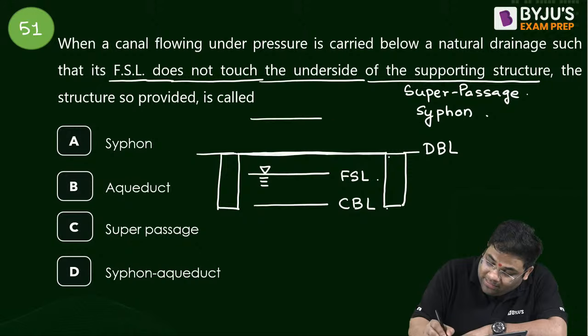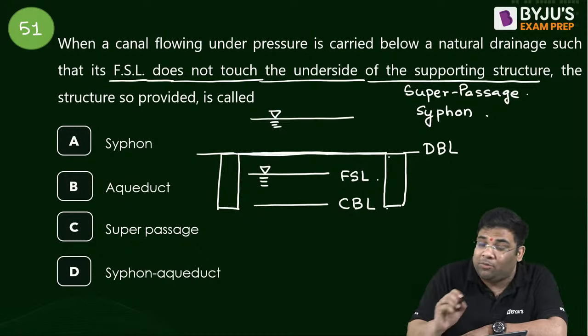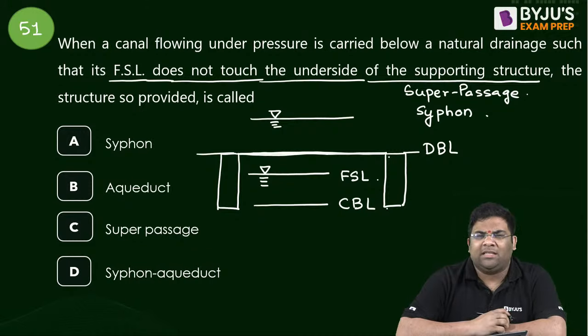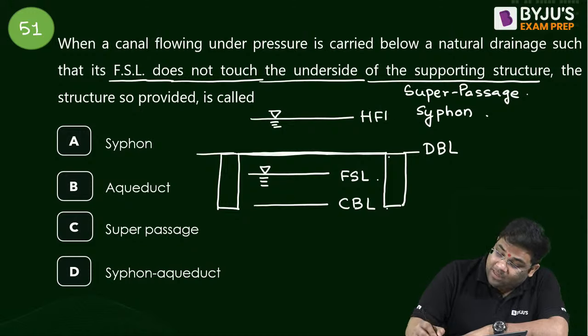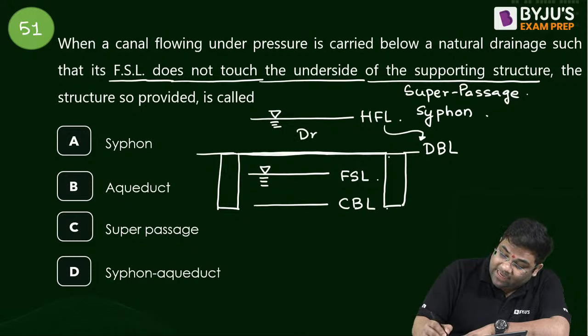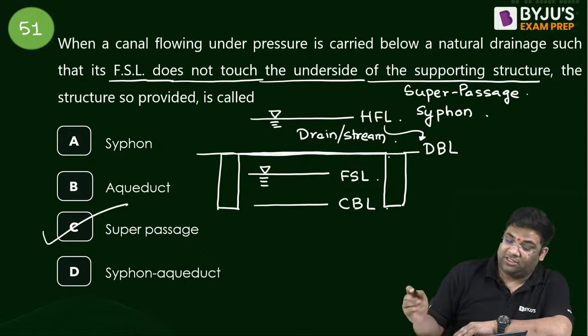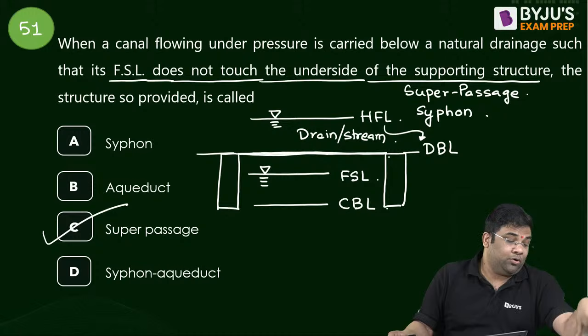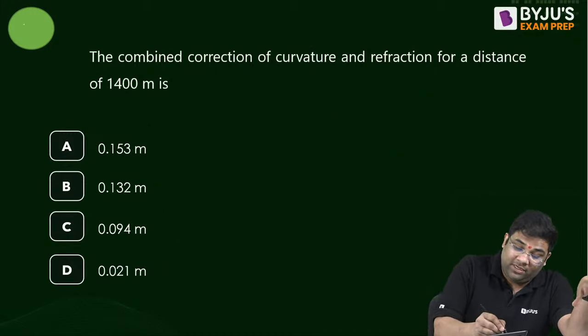So I can say this will be the DBL and this is what? Tell me, what is this level I just drew? I have explained this before. What is this called? HFL, high flood level. The high flood level belongs to the drain, so this is the drain, or I can say the stream. Understood this question? The answer is super passage. I have explained this in detail when I was teaching the questions of hydrology and irrigation. Question number 52, a very straightforward question.